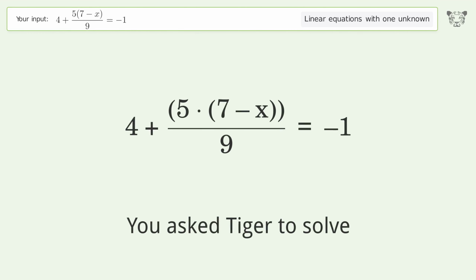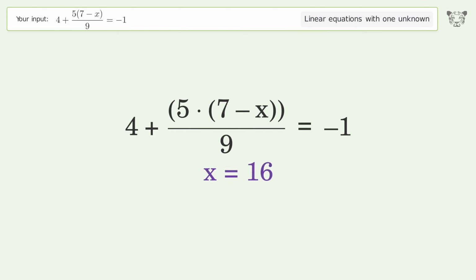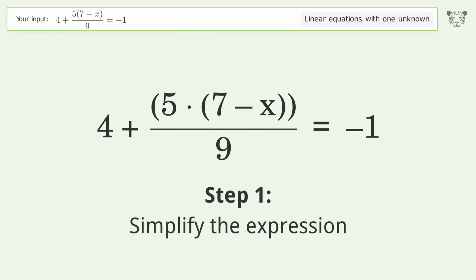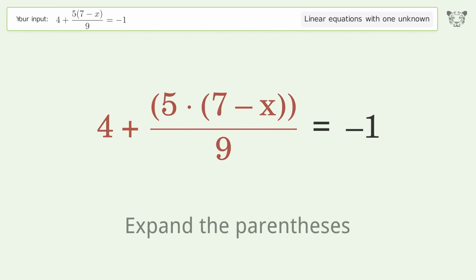You ask Tiger to solve this. It deals with linear equations with one unknown. The final result is x equals 16. Let's solve it step by step. Simplify the expression. Expand the parentheses.